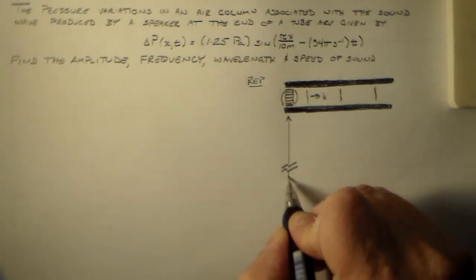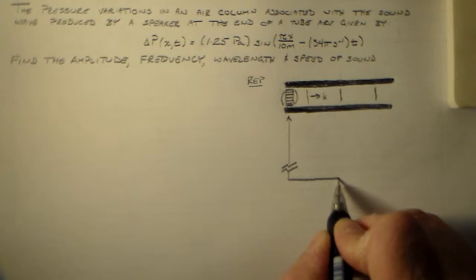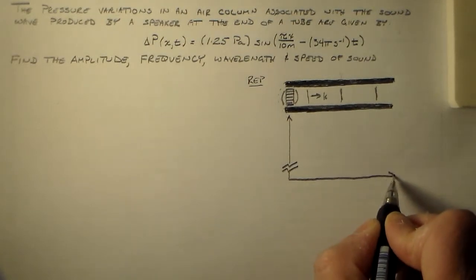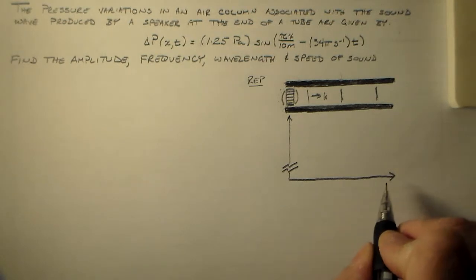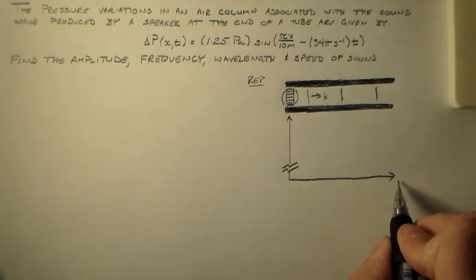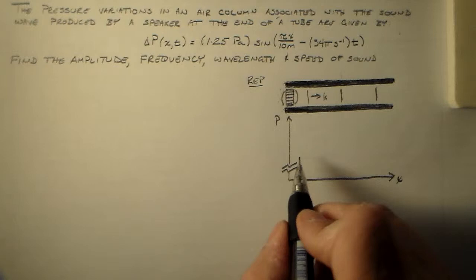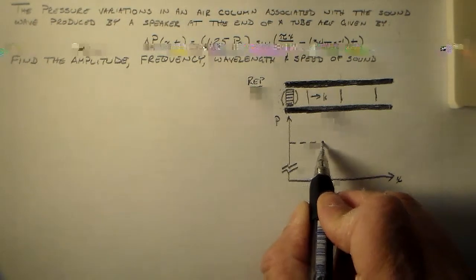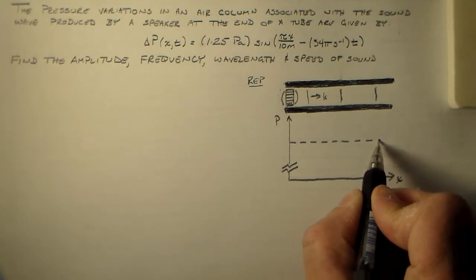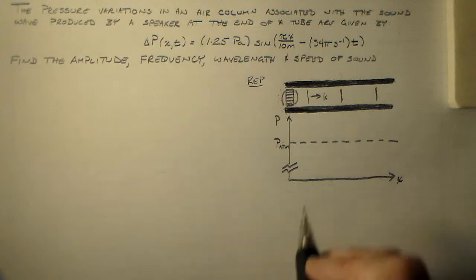And I'll also draw out, in this case, a plot. Plots are a good representation, especially for a diagram. If you don't know any other diagram, but you can figure out a plot of the original data in a problem, say in your homework, for example, it's usually a good idea to plot it out. So we've got P, and we're having pressure variations around some average. If this is air, that average is atmospheric pressure, right there.